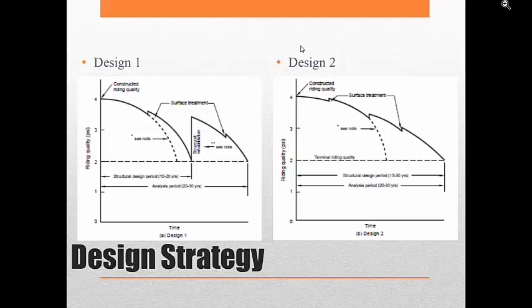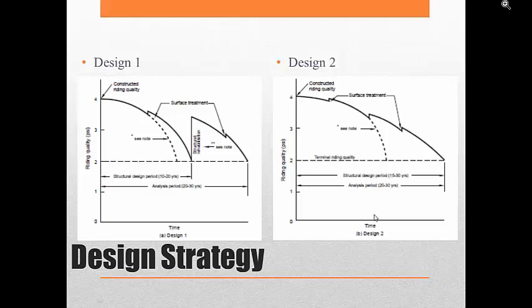The manner in which design strategy can be presented is demonstrated in the two ways presented on screen. Over time, the riding quality decreases. Design 1 requires resealing to maintain the surface in good condition, and later on might require structural rehabilitation, preferably after 20 years. Higher order Class C, Class B and A are typical of this design.